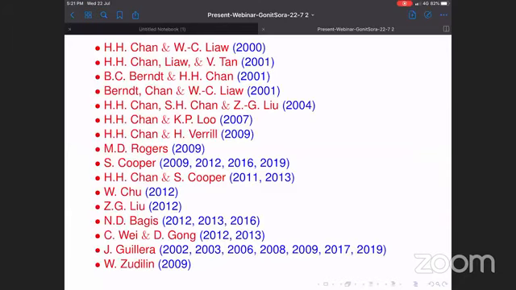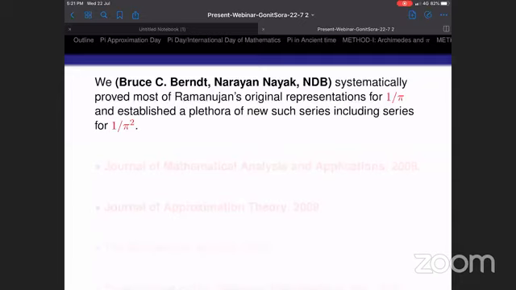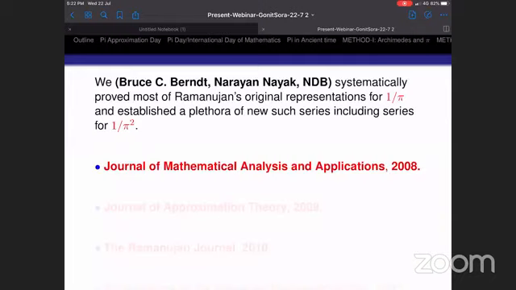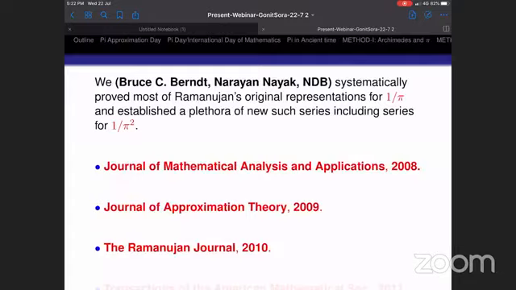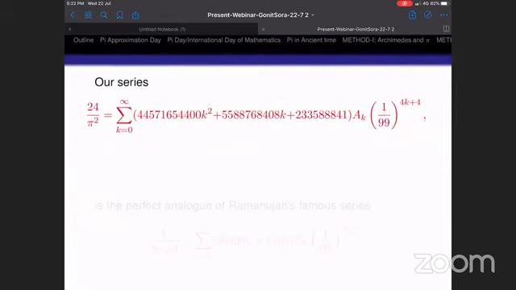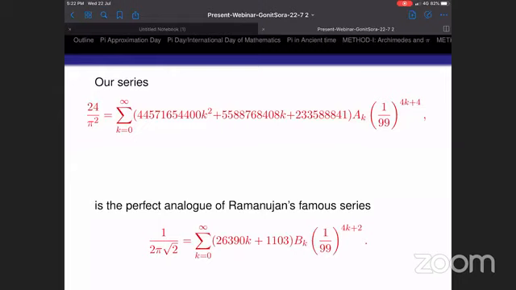And we also actually visited Ramanujan's method. And by systematically studying Ramanujan's original ideas given in his paper, we established many more series of Ramanujan type series for 1/Pi. And in fact, we also found new such series, including series for 1/Pi². And this can be found in our papers published in Journal of Mathematical Analysis and Applications in 2008, then Journal of Approximation in 2009, then Ramanujan Journal in 2010, then Transactions of the American Mathematical Society in 2011.